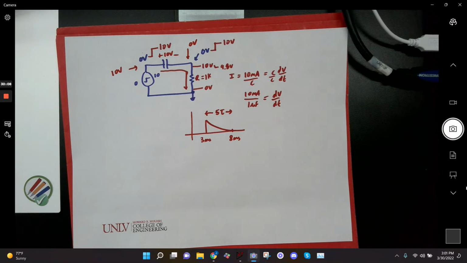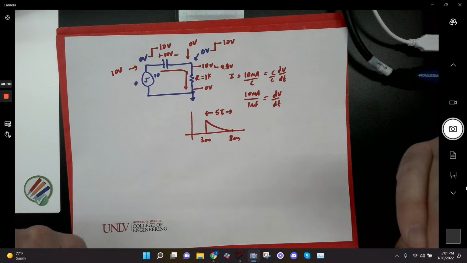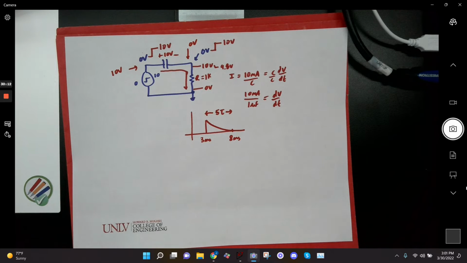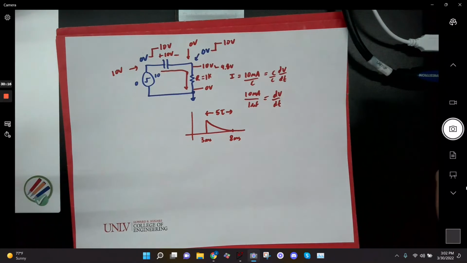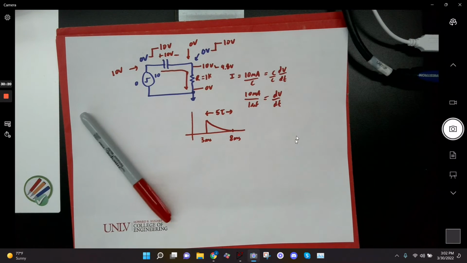What's interesting to us is what happens when the switching occurs. Before and after, it makes sense that this would be 0 and this would be 10. But the question is, how does it get there? And this is how it gets there. Any questions about that before I do this in Spice real quick?